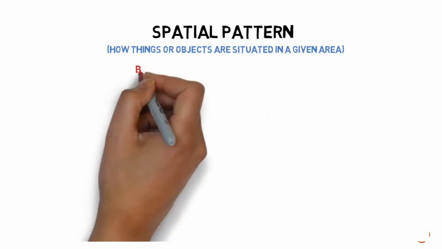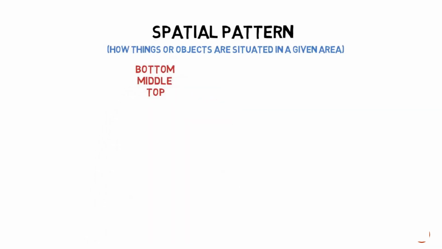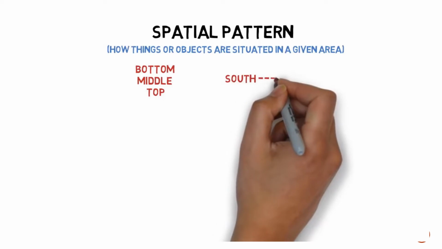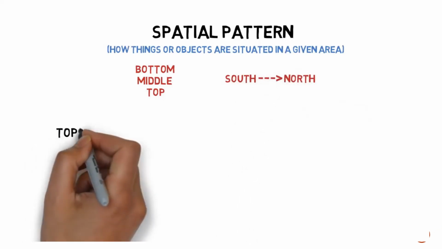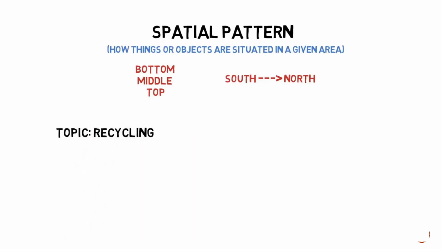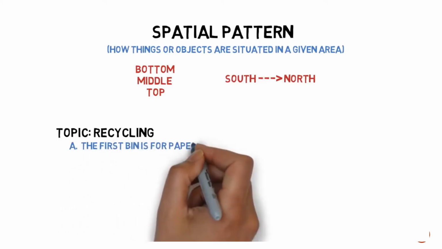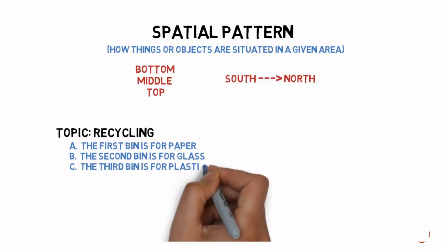For instance, listing items arranged on the bottom, in the middle, then on the top, or describing towns as passed on a trip from the south to the north. For example, the main points for a speech about recycling at the college might list how recycling bins should be arranged. The first bin is for paper, the second bin is for glass, the third bin is for plastic.